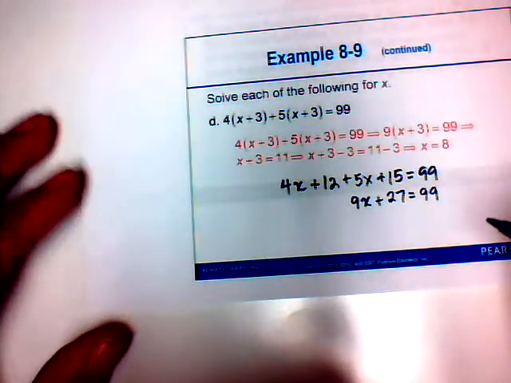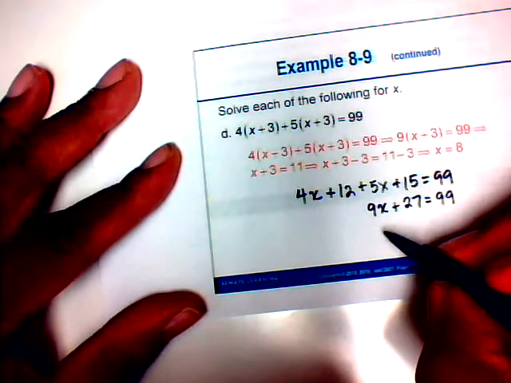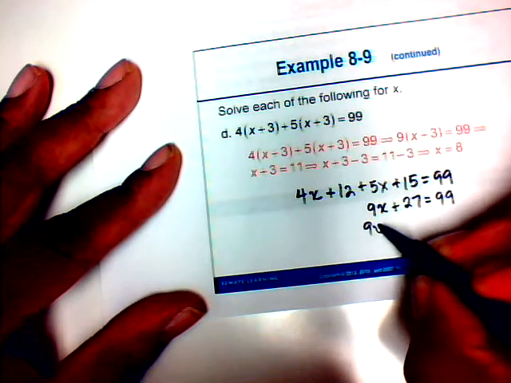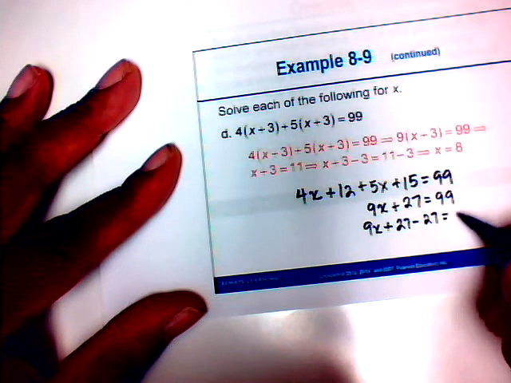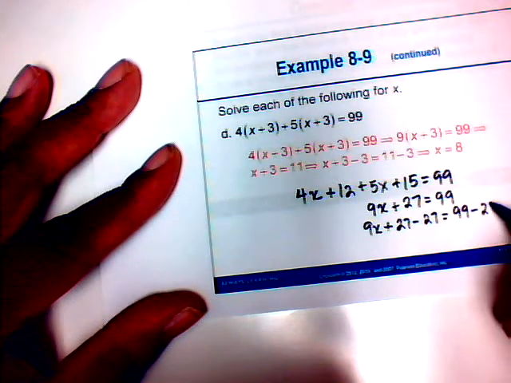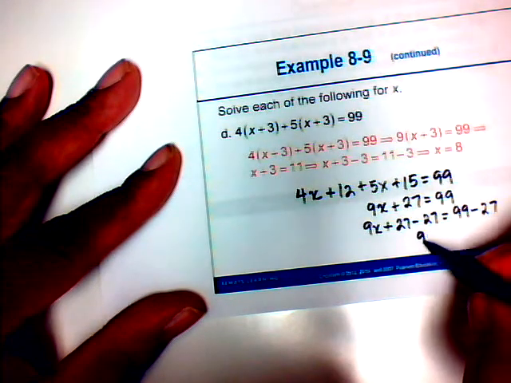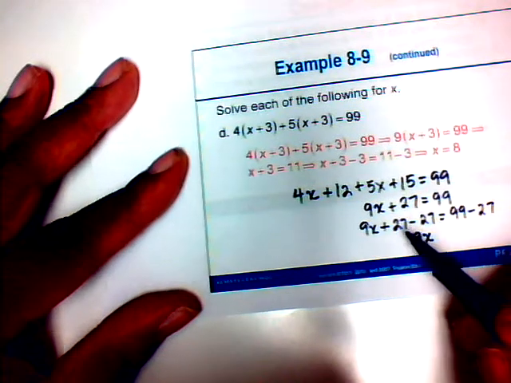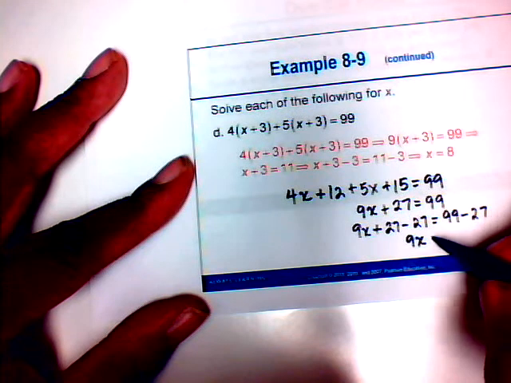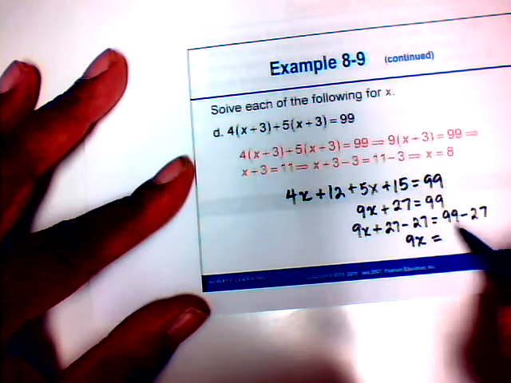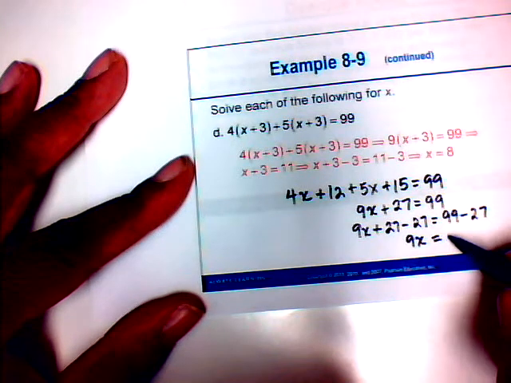So now to get the 9x by itself, we'll simply subtract 27 on both sides. Since we're adding 27, the opposite of that will be subtracting 27. So now we'll just have 9x by itself because adding and subtracting 27 is the same as adding 0. And that's equal to, on the right side, 99 minus 27, which would give us 72.